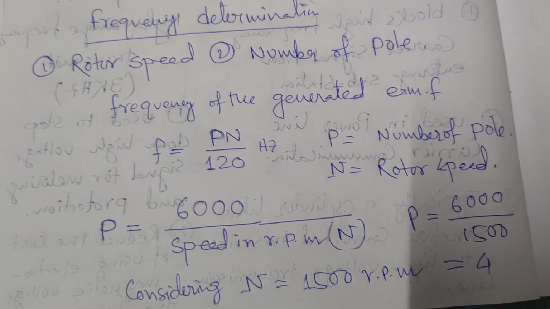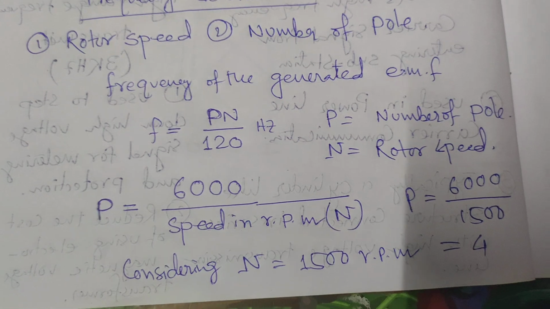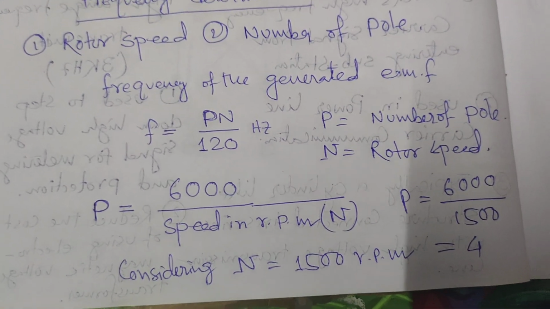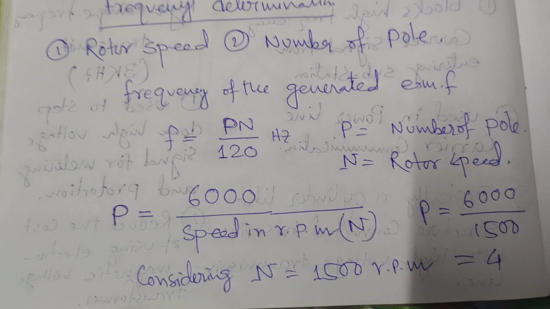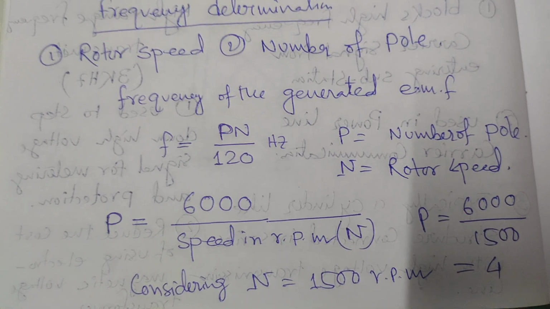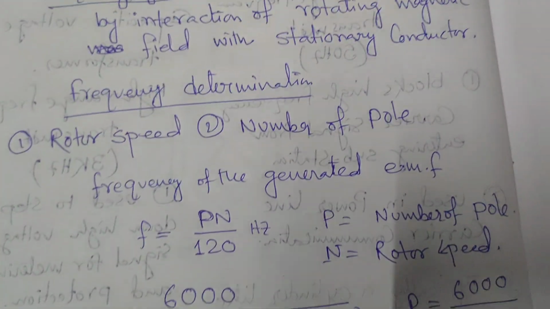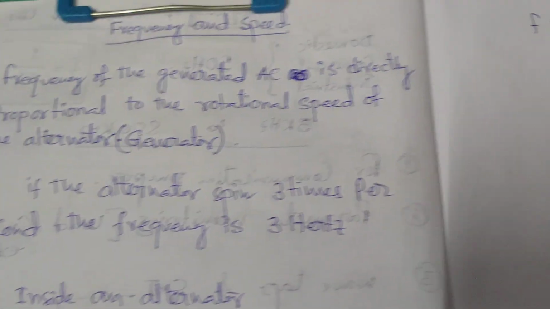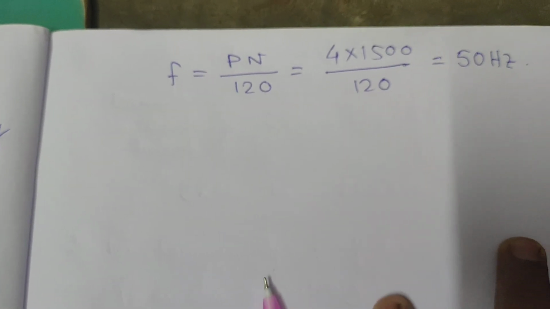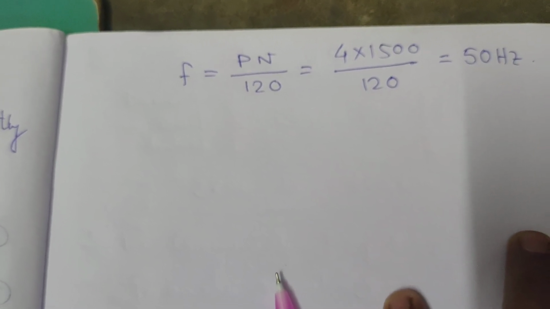So if the rotor is rotating at 1500 RPM, 4 magnetic poles are generated inside the generator or alternator. When these 4 poles are generated and we maintain 1500 RPM, we get the 50 Hz frequency. So here the speed and frequency are very important. Let's discuss how we get this. With the help of this formula, if we put P equal to 4 and N equal to 1500 by 120, we get 50 Hz.